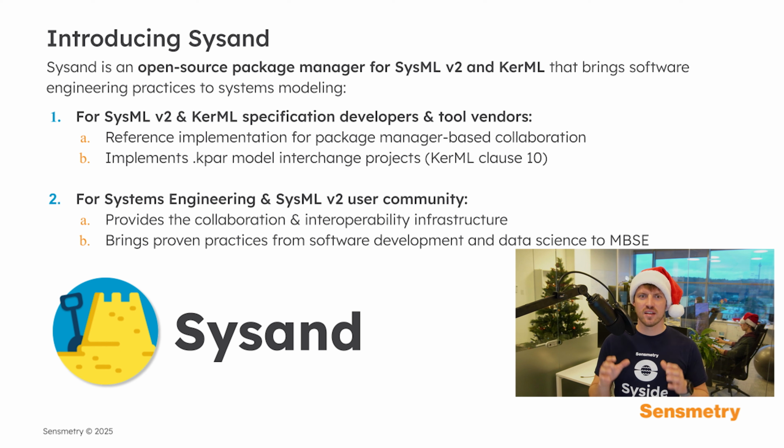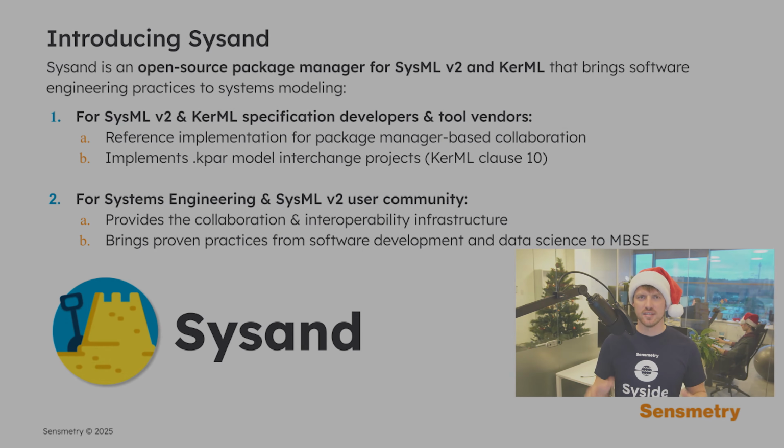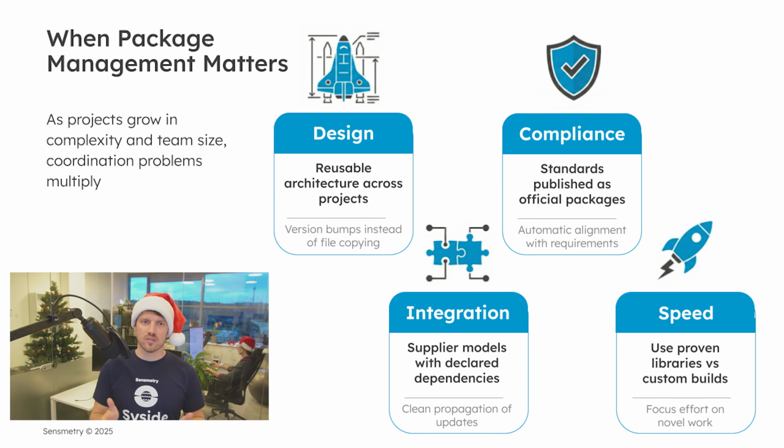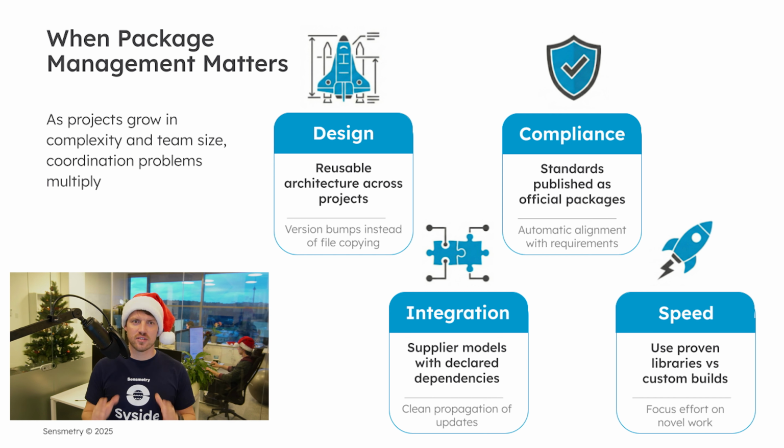So in summary, Sysand helps teams manage, share, version, and reuse model libraries with the same discipline that software teams apply to code dependencies. So why does this matter for systems engineers? Consider these scenarios. For design, your spacecraft team models bus architecture for every mission. You publish it as version package that every new project imports. When you improve the design and bump the version, other teams deliberately update the model dependencies rather than copy files around.